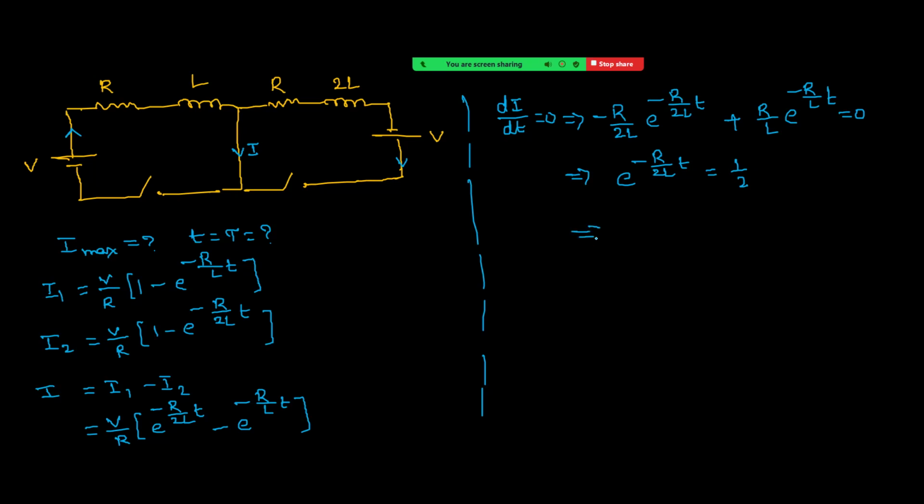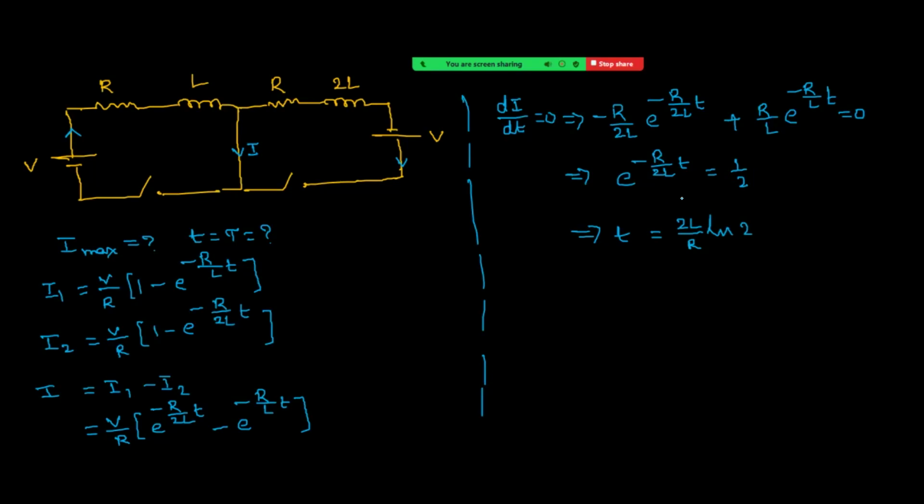Right. So from this, see what we can write. If I'm reversing this, it becomes a 2, it becomes a plus, then take antilog on both sides. Then we are going to get t equal to 2L by R ln 2.